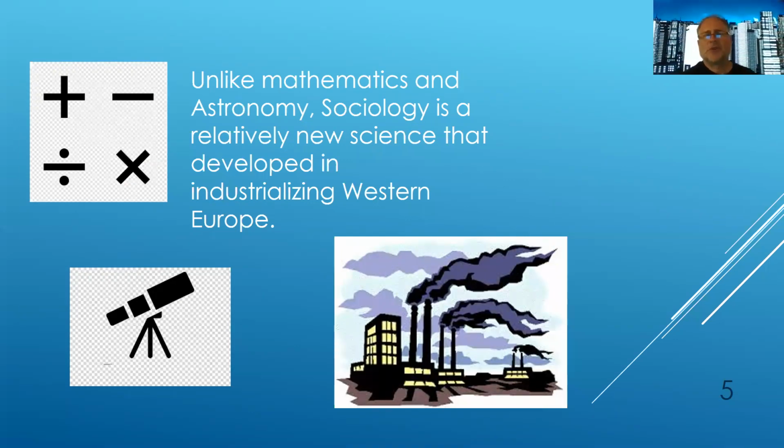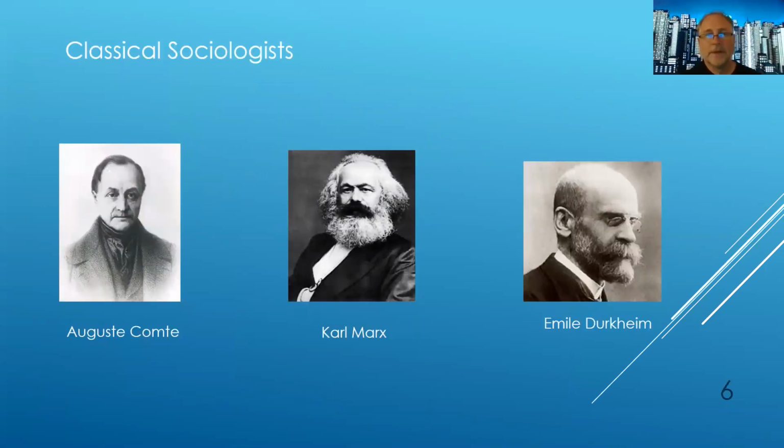Unlike mathematics and astronomy, sociology is a relatively new science that developed in industrializing Western Europe, including countries like the UK, France, and Germany. Some of the classical sociologists include people like Auguste Comte, Karl Marx, and Emil Durkheim. Auguste Comte is considered the father of sociology. He is also the person credited with coming up with the name sociology.